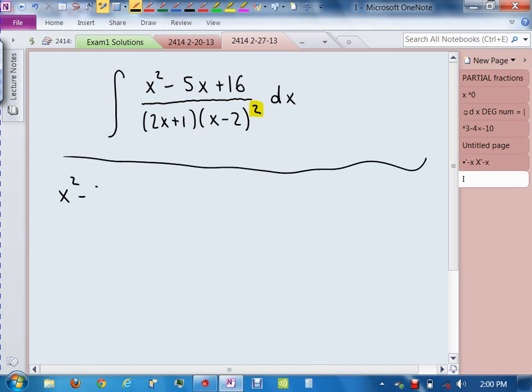X squared minus 5x plus 16. If you're tired, if you're falling asleep, stand up, go in the hallway, do 10 jumping jacks, come back.